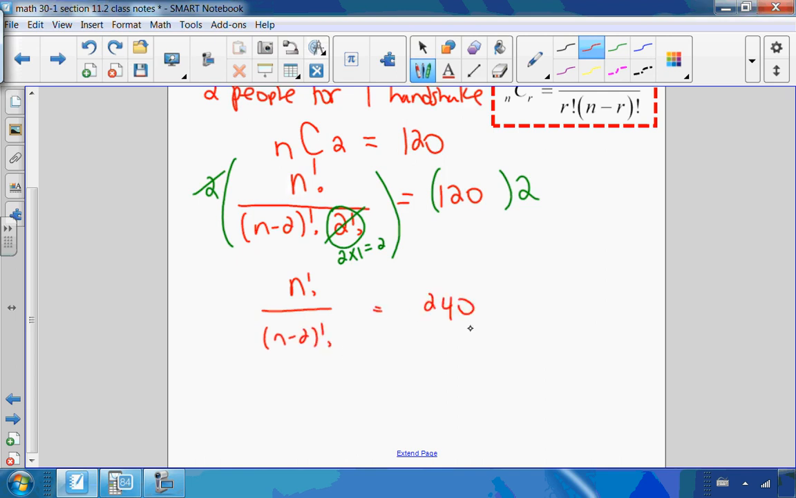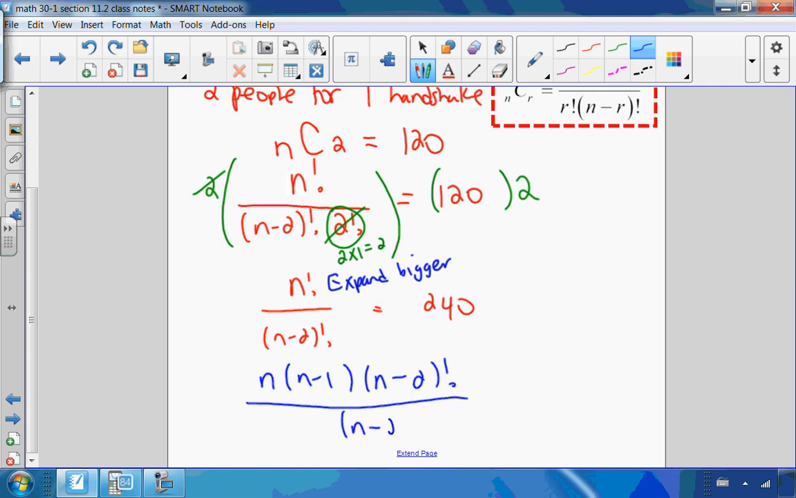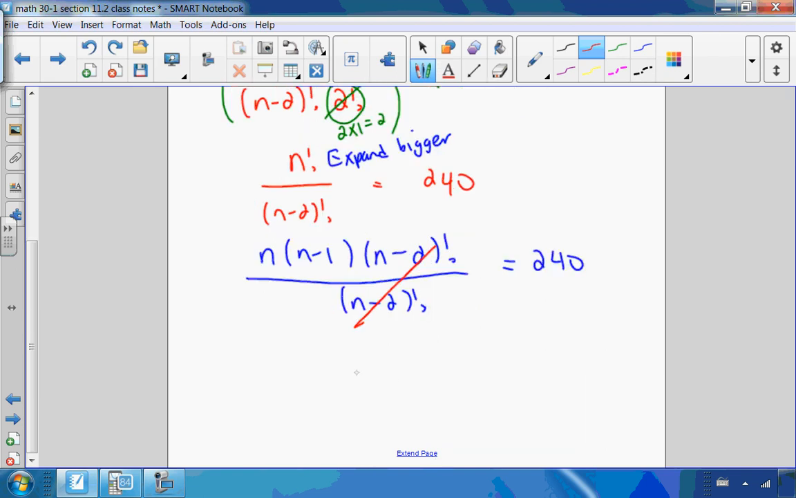Hopefully this looks familiar. We did a whole bunch of questions like this in 11.1. To simplify things with the factorial, we are going to expand the bigger one, which is the n factorial. So start with n and then go 1 less, go 1 less, and I'm going to stop right now because I have a matching factorial. Now that I have a match, that cancels, and I'm left with n times n minus 1 equals 240, or applying the distributive property, n squared minus n.